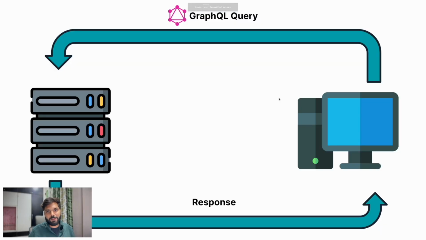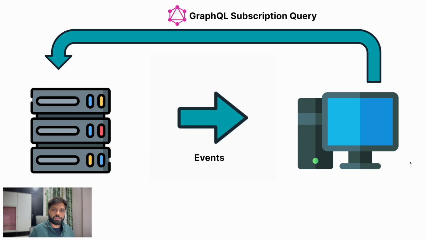First, let's learn about GraphQL subscriptions, and before that, let's see how a traditional GraphQL scenario works. In a traditional GraphQL scenario, there is a client and a server. Whenever a client wants some data, it'll send a GraphQL query to the server and then get the relevant response. But in GraphQL subscriptions, there is a client and server as well.